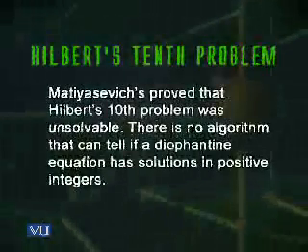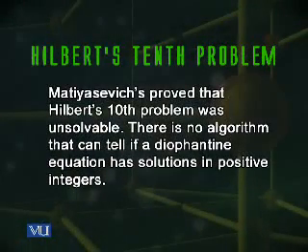So how did Matiyasevich solve Hilbert's problem? Hilbert had said, find an algorithm which will tell us whether a Diophantine equation is solvable or not. And Matiyasevich did not find such an algorithm, so how did he solve this problem? Well, that's where the answer becomes more interesting than you would have hoped. Matiyasevich proved that Hilbert's 10th problem was unsolvable. There is no algorithm that can tell if a Diophantine equation has a solution in positive integers.